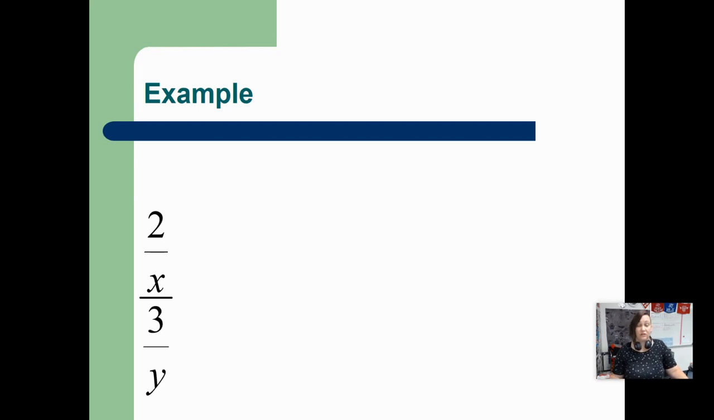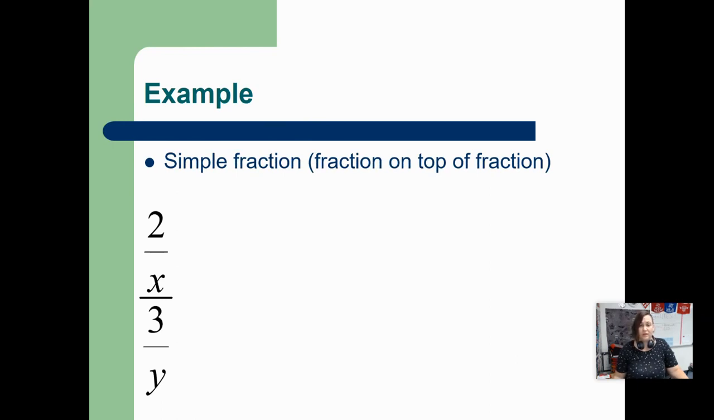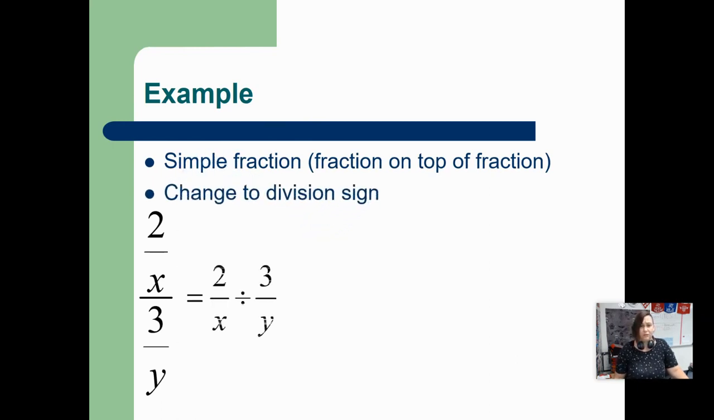Now in this problem, it's not too complex because it's literally just a fraction divided by another fraction. So what we could do is rewrite it with a division sign instead, and then it becomes something that we learned last week. So again, 2 over x divided by 3 over y. Last week we learned that instead of dividing, we should multiply by the reciprocal, and then we get our final answer. So again, not too tricky today.